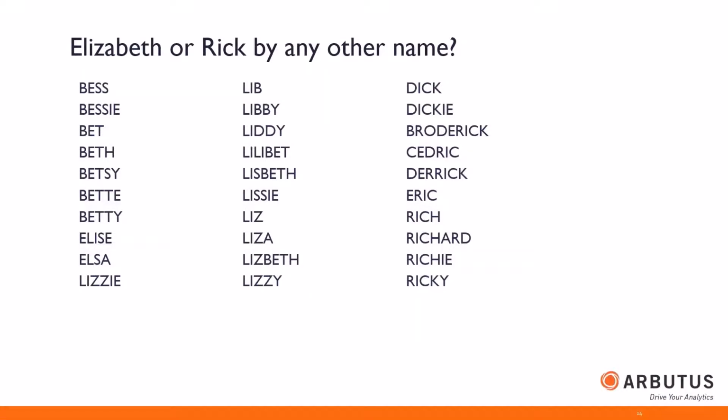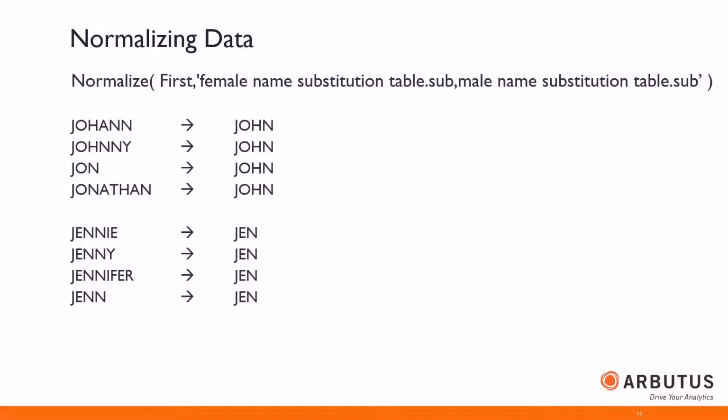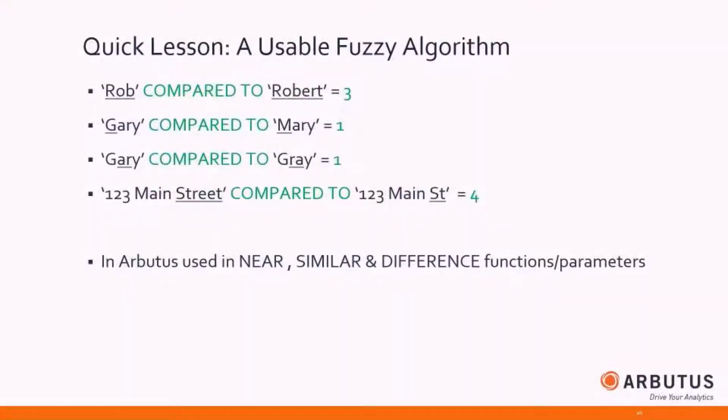We can do the same thing with words. For instance, we can transform names. So all variations of Elizabeth could be transformed into L-I-Z. And the same thing could be done with male names, of course. We can also transform the names. And when you're doing distance testing to compare the number of characters in words, Rob has the same 3 letters as the word Robert.